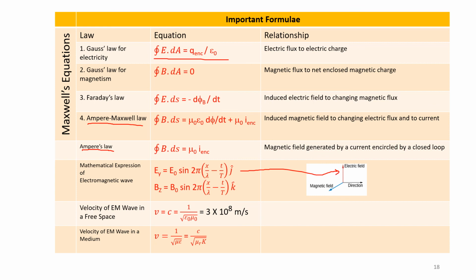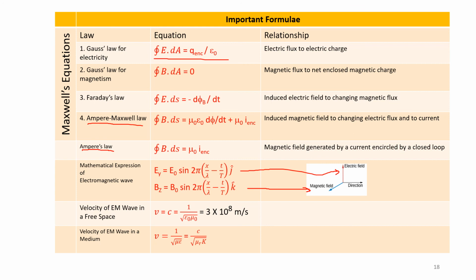And Bz is equal to B naught into sine of 2 pi into x by lambda minus small t by capital T, in the k direction. j and k are unit vectors in those particular directions. So the magnetic field is here. The blue line is the magnetic field. And this is the direction of velocity of electromagnetic waves in free space.